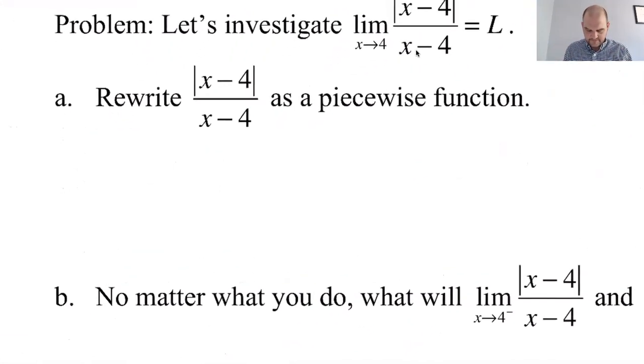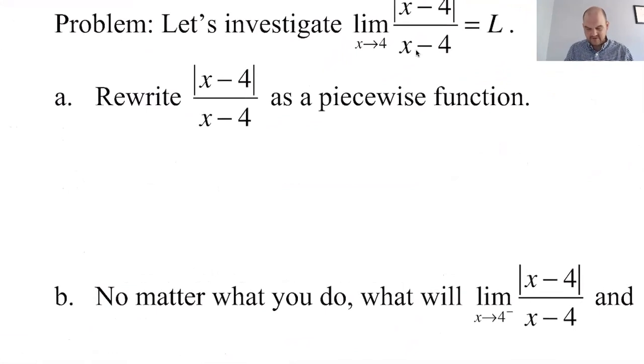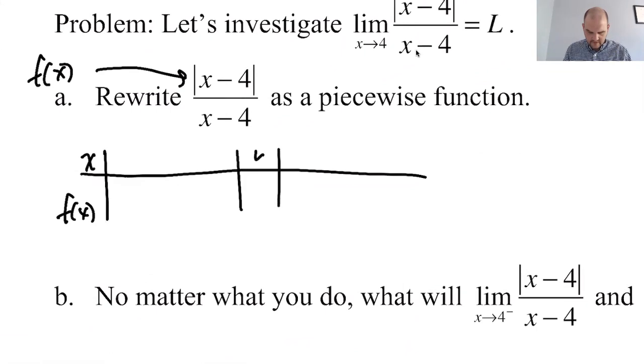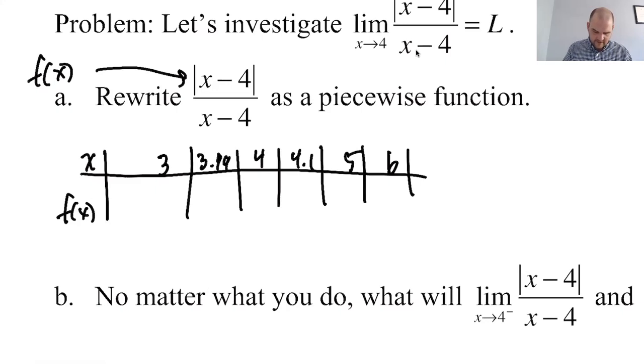So what I'm going to do is first, I'm going to make a table. This will be x, and this will be f of x. I want to put 4 in the middle. And then I'll do 4.1, it doesn't really matter. I'll do 3.99, 3, and maybe 0, right?